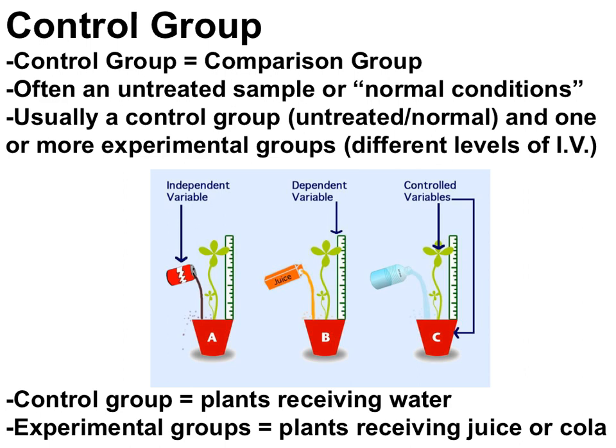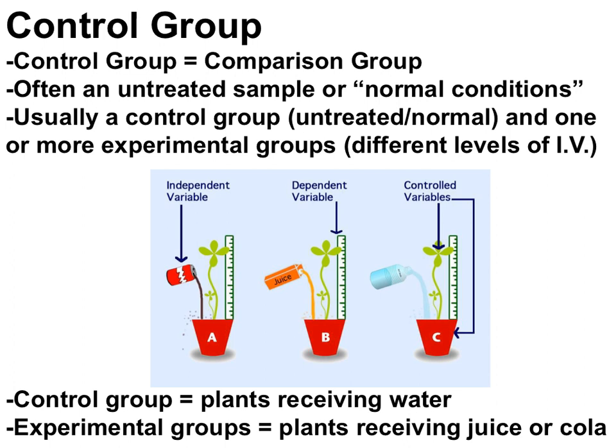So, for example, if you wanted to see how a medicine works, you give the medicine to some people, and then you compare that group to a control group that doesn't receive the medicine. Other times, though, a control group can just be a set of normal conditions. Then the experimental groups get changes or different levels of the amount of independent variable.